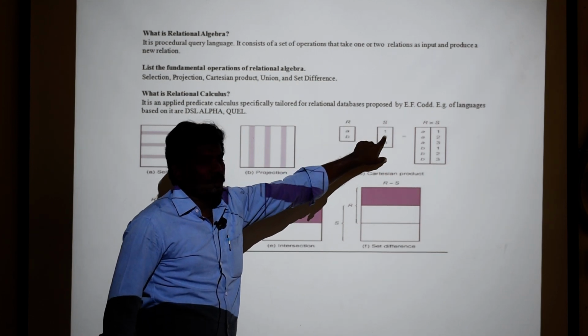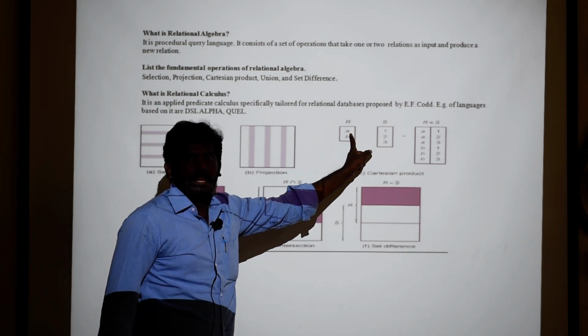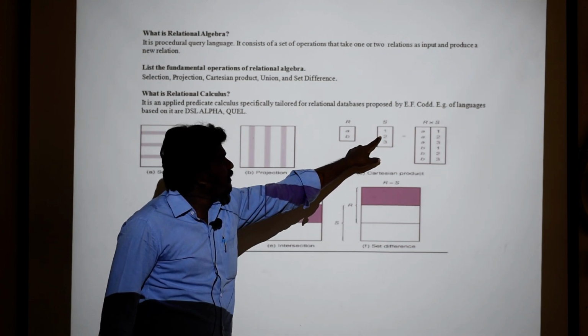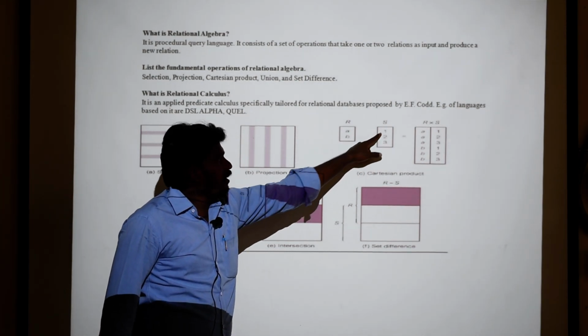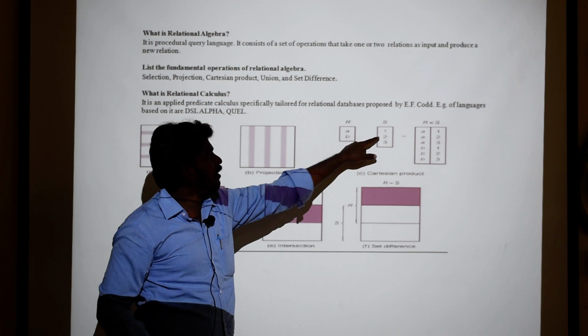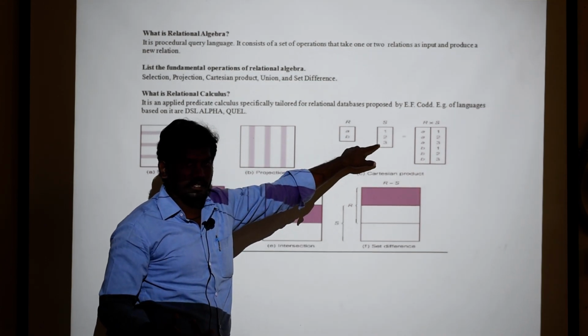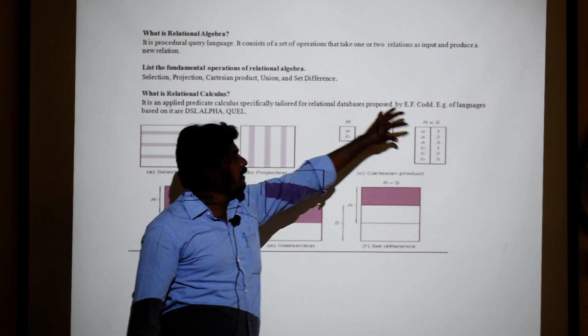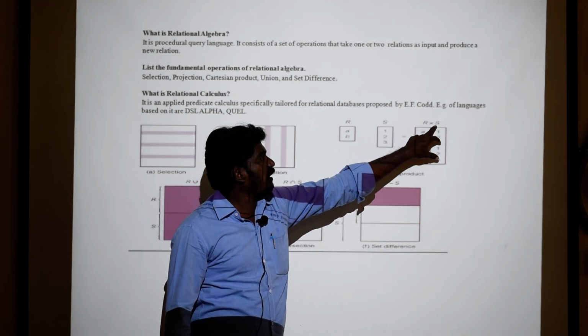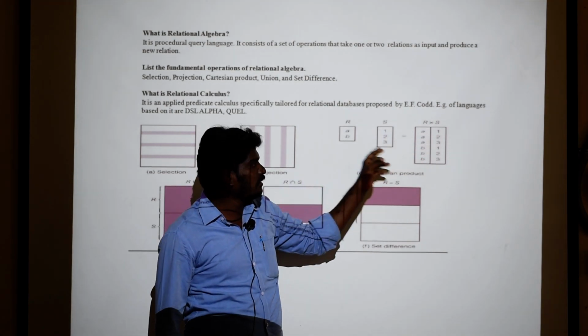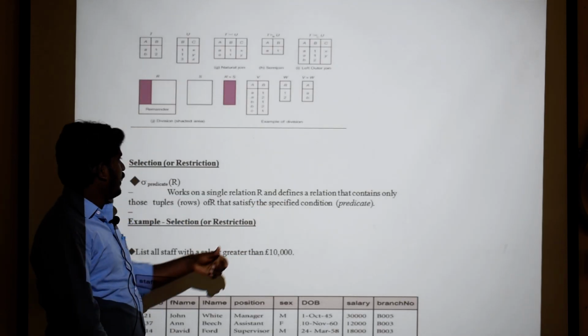Okay, we find the combinations: A with 1, A with 2 and A with 3, and B with 1, B with 2 and B with 3. So from these tables we find the new result of R times S. Okay, so this is the method followed by the Cartesian product.